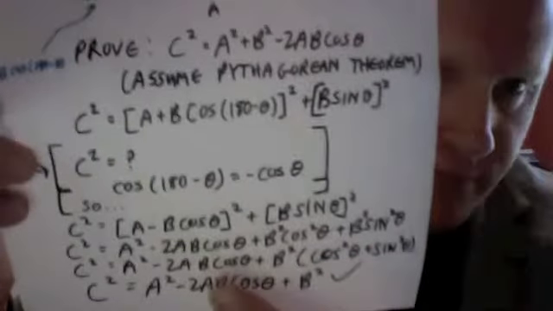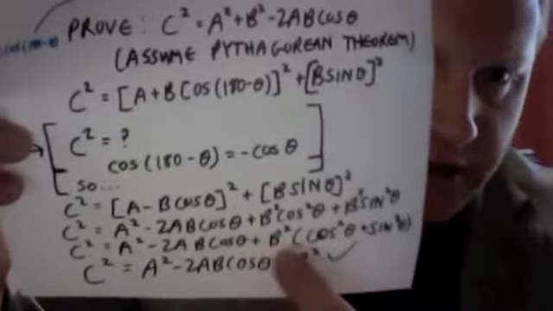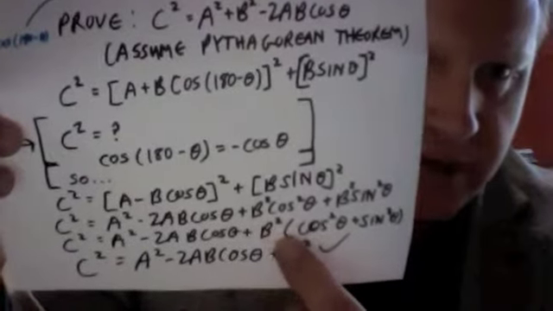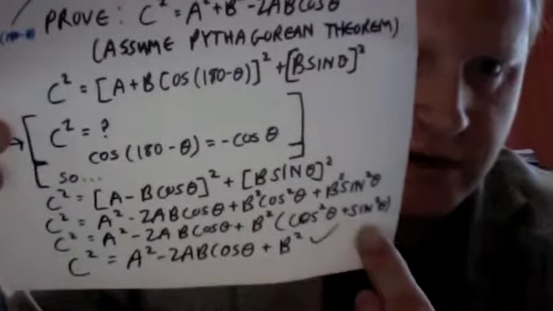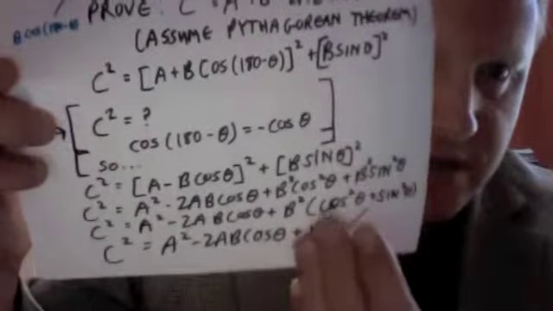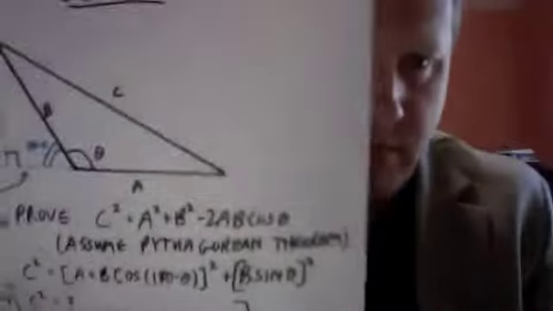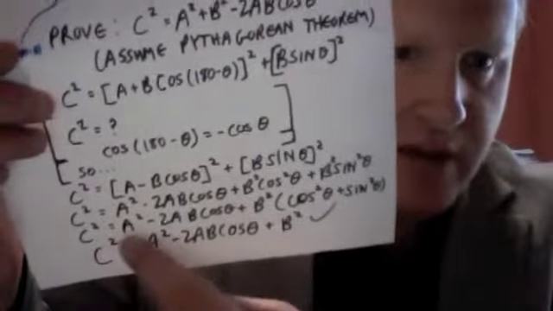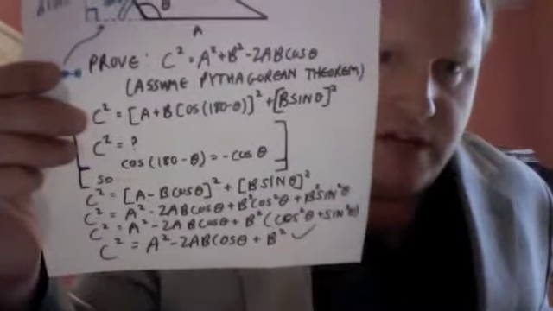Okay, then over here separating, factoring out the B squared, and I just have cosine squared angle plus sine squared angle, which equals 1. So that drops off and just kind of disappears from our consideration. So now we have C squared is equal to A squared minus 2AB cosine angle plus B squared, and voila, we've proven it.